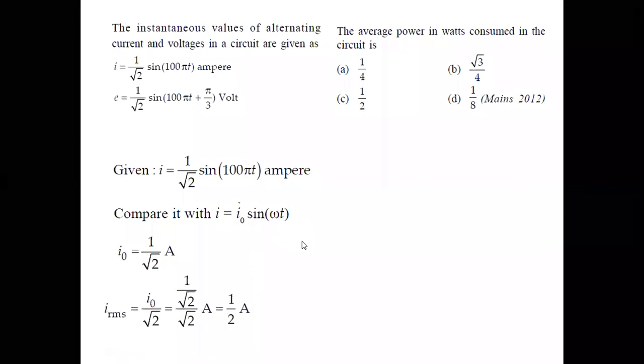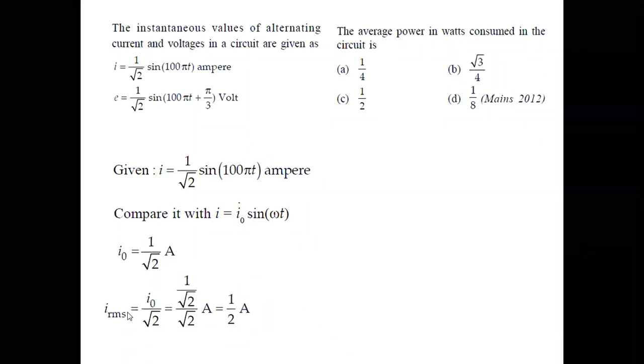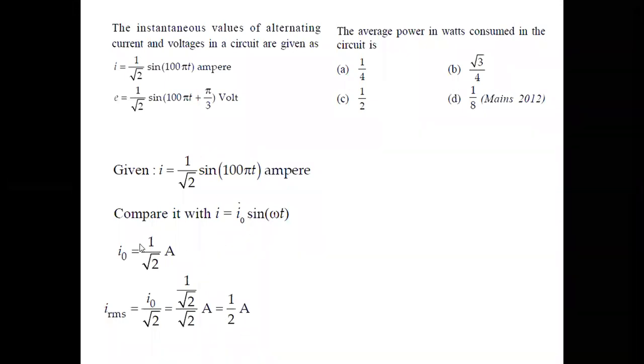Let me write it once again. You have I_RMS equal to I naught upon root 2. So I naught is nothing but 1 upon root 2. So you have a simple I_RMS equal to 1 upon 2 ampere.